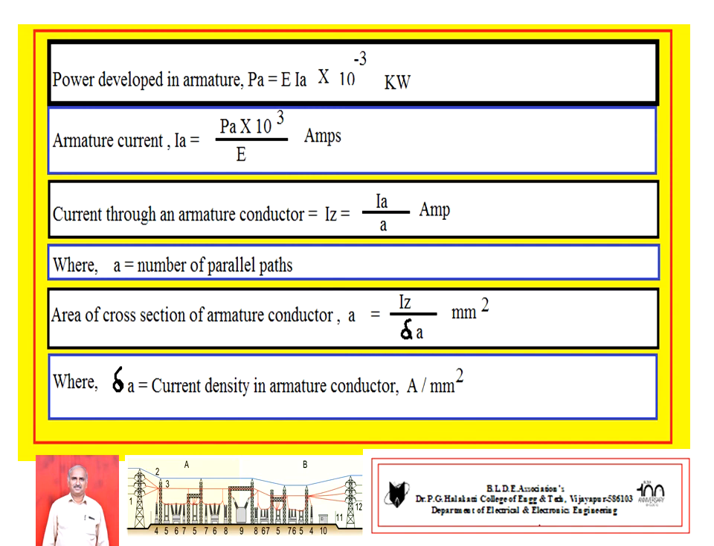Once the current flowing through the conductor is known, the last step is the area of armature conductor. That is, the cross sectional area of armature conductor should be equal to current IZ divided by current density of armature. This current density should be assumed properly, then we have to calculate.